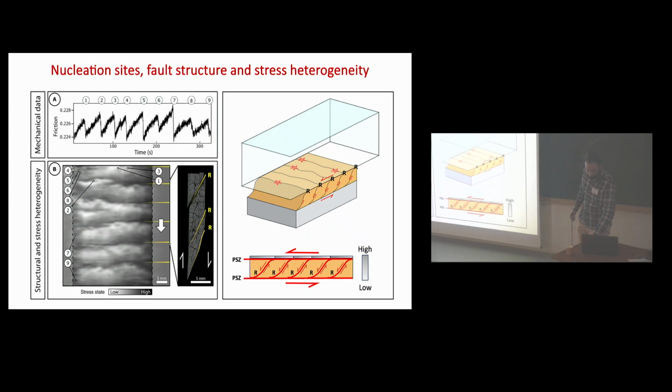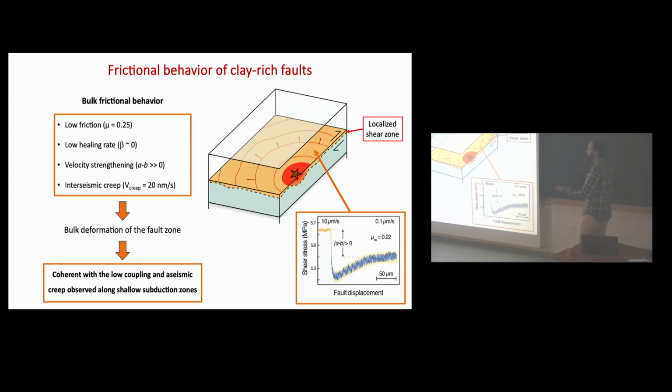So to summarize, we can see that clay-rich rocks have a complex frictional behavior that derives from the interplay between a local and a bulk frictional behavior. The bulk frictional behavior derives from the deformation on the wall fault zone and promotes low friction, low yielding rate, and velocity strengthening behavior, and therefore promotes aseismic deformation, let's say the first order results.